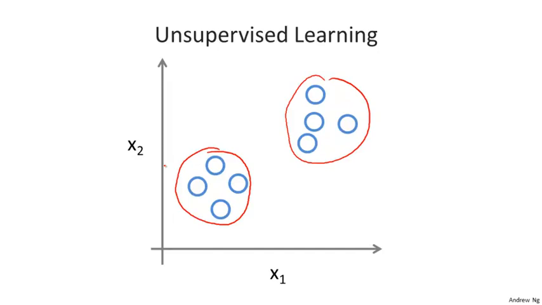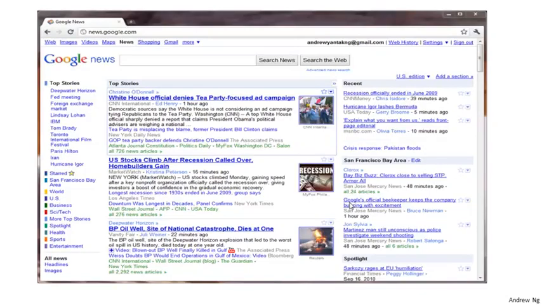So this is called a clustering algorithm, and this turns out to be used in many places. One example where clustering is used is in Google News. And if you've not seen this before, you can actually go to this URL, news.google.com, to take a look. What Google News does is every day it goes and looks at tens of thousands or hundreds of thousands of news stories on the web, and it groups them into cohesive news stories.